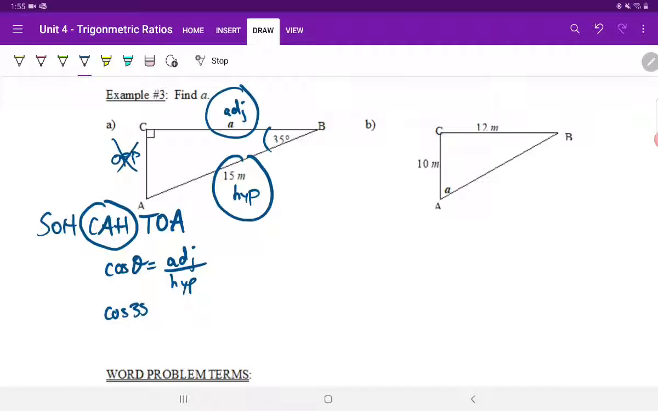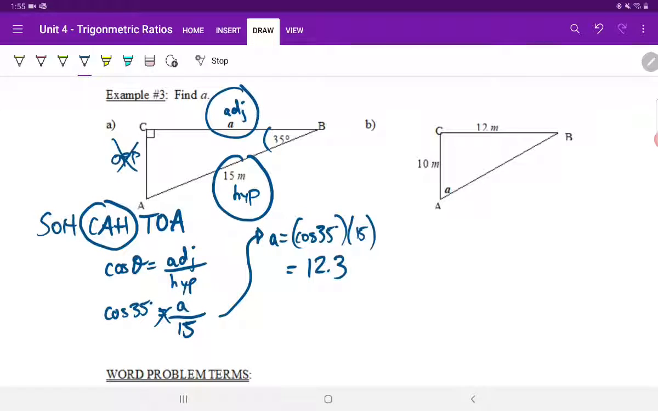Cos of 35 is equal to lowercase a, my adjacent, over 15. Cross multiply, right? Cross multiply. You get a is equal to cos 35 times 15. 12.3. And actually, I'm going to round to 12.